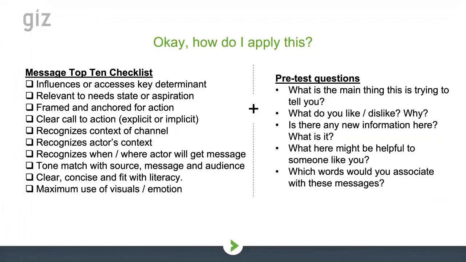I want to give you a simple way to apply this, and nothing is simpler than a top 10 list. This is a checklist of things to think about as you're designing your messages and evaluating them, because you want to go through that editing process. Does it influence or access a key determinant? Does it offer something that people are shopping for? Does it address a determinant of the behavior, or are you just talking about the behavior? Is it relevant to the need states, what people need, or their aspirations, what people want? Remember, people are trying to fill their needs and their wants, and if you're not addressing that, then you're filtered out.